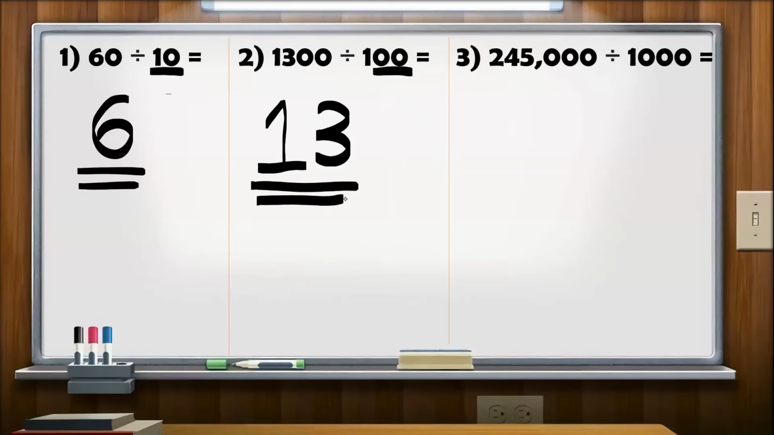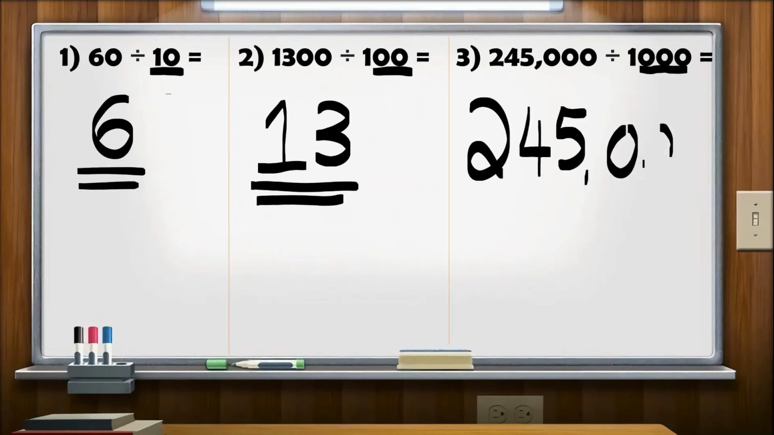And finally, example number 3, 245,000 divided by 1,000. What can we see? We can see in this question, 245,000 will become 1,000 times smaller. So therefore, we are going to remove the 3 zeros on the end of 245,000 to get our final answer. So 245,000 divided by 1,000 will then leave us with 245.